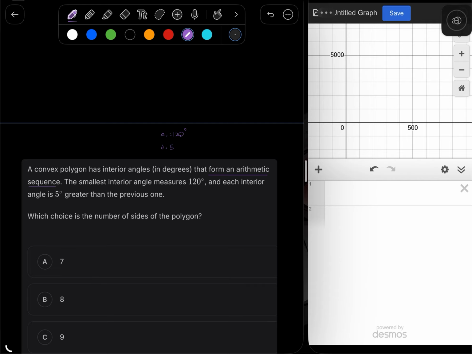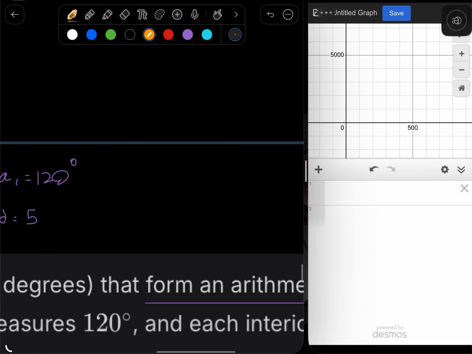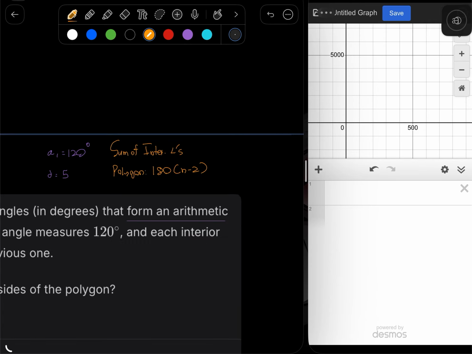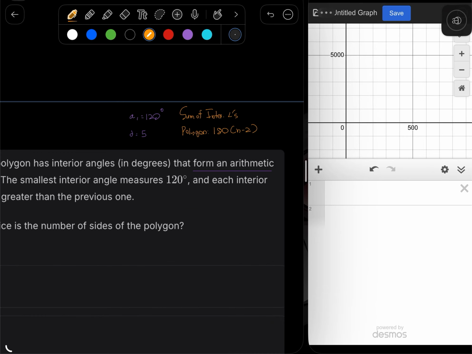Now, to further progress on this problem, you need to know two formulas. First, you have to know how to find the sum of the interior angles of a polygon. The formula for that is pretty simple. It's 180 times n minus 2, where n represents the number of sides, or the number of angles. The number of sides and angles are going to be the same. That's the first thing you have to know.